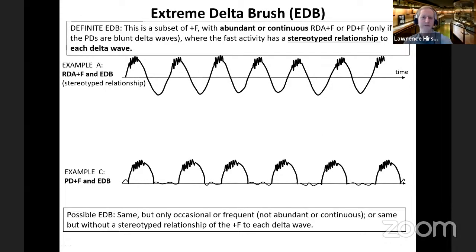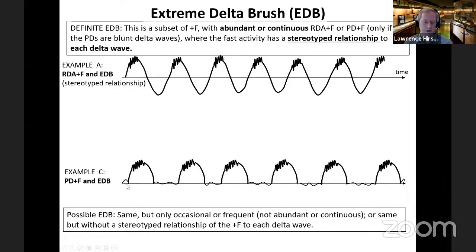This is an extreme delta brush. It is defined as a subset of plus F, where you have to have abundant or continuous RDA plus F or PD plus F, but there's only one form of that, which I'll show you. It's down here, where the fast activity has a stereotyped relationship to each delta wave. So here's the classic example. It's rhythmic delta, has to be continuous or abundant, and there's fast activity on it in a stereotyped relationship to the delta wave. So this would be a definite extreme delta brush pattern.